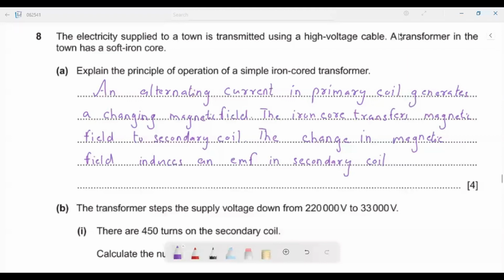Question number 8. The electricity supplied to a town is transmitted using high voltage cable. A transformer in the town has a soft iron core. Explain the principle of operation of a simple iron core transformer.